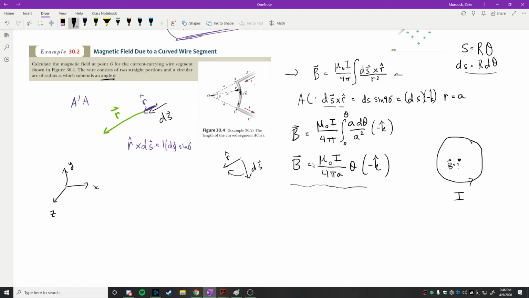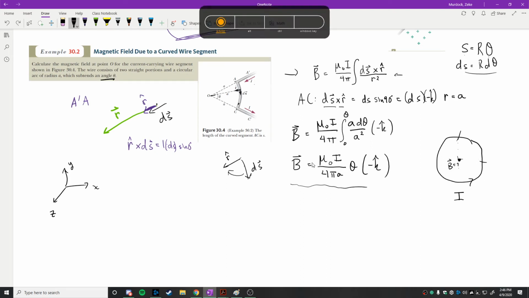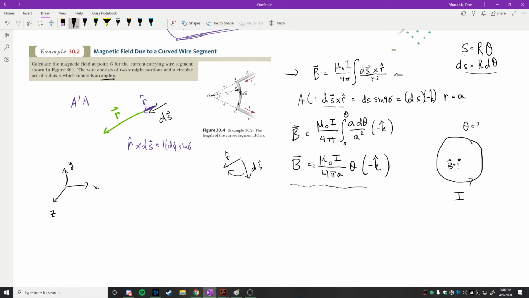So, what would it be? We found what it would be for a portion of the circle, where the angle made here was theta. What would it be for the whole thing? What would theta be equal to? 2 pi, yep. So for this, you plug in theta equal to 2 pi, and what do you get? You get mu naught times I divided by 2a.